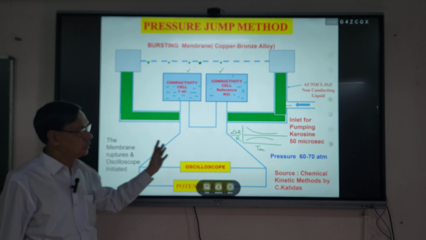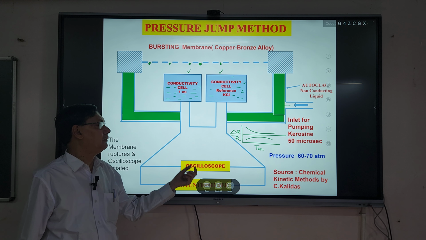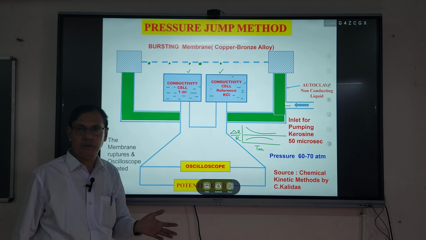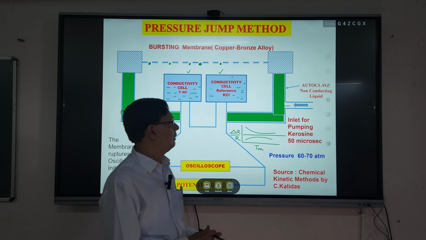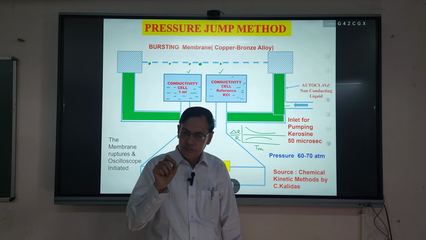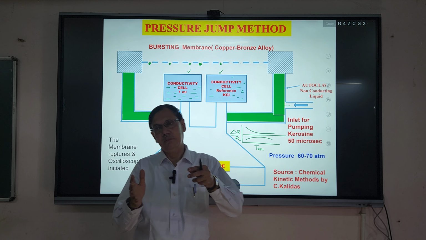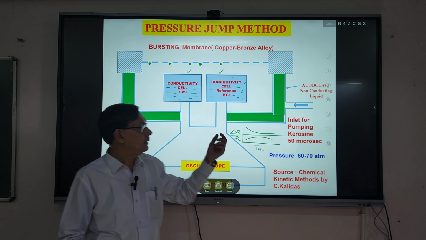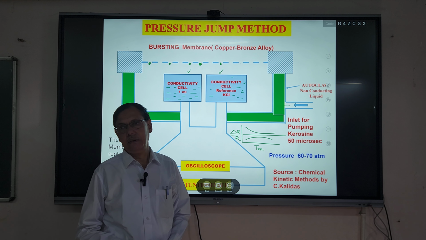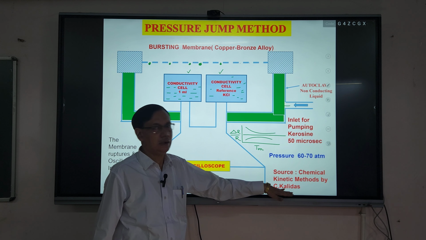And the theory is also very simple, using the Onsager equation. We can monitor the resistance or the conductance change with respect to time. And then, of course, again I suggest to my students that you must see some of the literature and just write the instrument of the pressure jump method. You will see different types of instruments for that. But to understand the system, I am giving the simplest method, taken from the kinetic method by Chetty Kalidas. Okay.